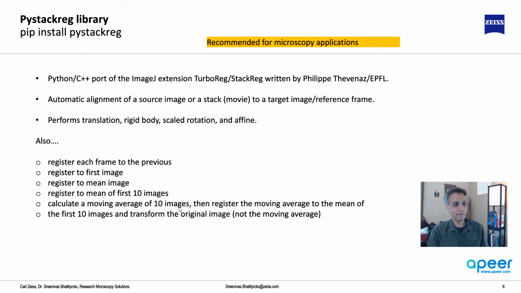And you can calculate a moving average of 10 images. If you have 1,000 images, just take a moving average of 10 images and register to this moving average, and transform the original image, not the moving average. There are many ways of doing this.